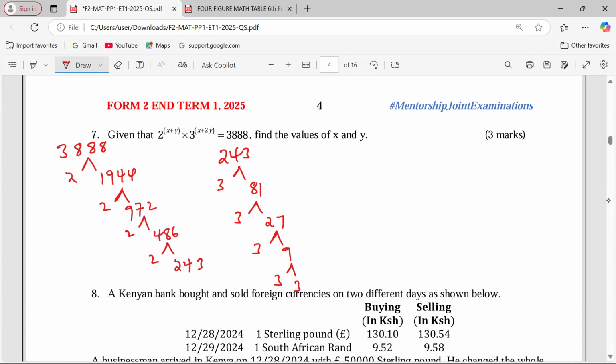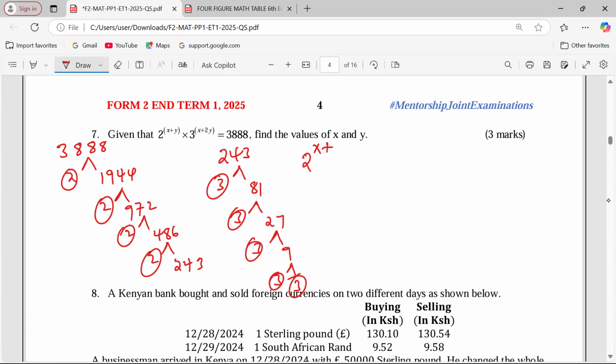In other words, 3888 is becoming 2 raised to 1, 2, 3, 4. Then 3 raised to 1, 2, 3, 4, 5. So we say the equation now can be written as 2 raised to x plus y multiplied by 3 raised to x plus 2y. This is the same as 2 raised to power 4 and 3 raised to power 5 that way.